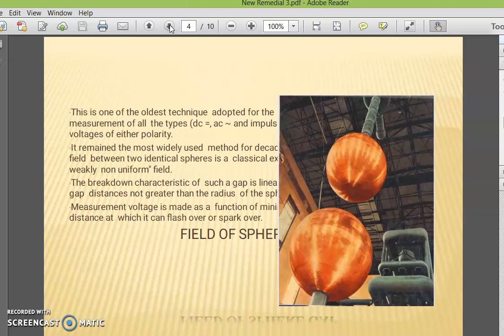This is one of the oldest techniques adopted for the measurement of all types of voltage: DC, AC, and most probably impulse voltage of either polarity. It remains the most widely used method between two identical spheres, between non-uniform fields. Mainly this theory we are using for the field of a sphere or breakdown characteristics of such a gap, where the gap distance is not greater than the radius of the sphere.